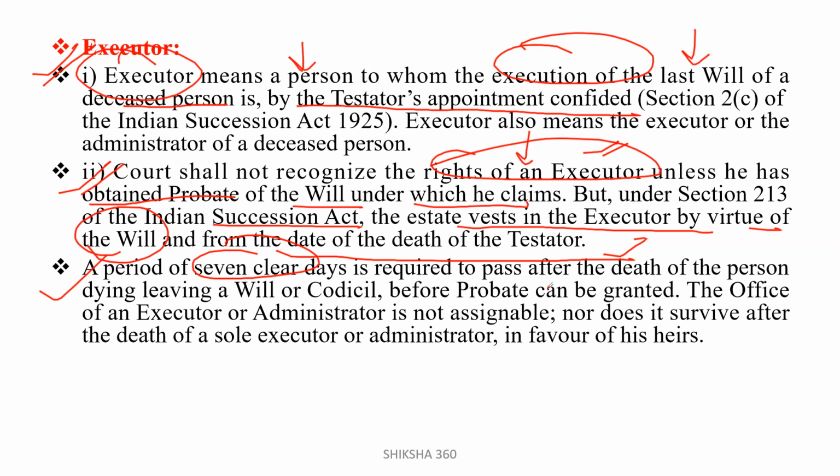The office of an executor or administrator is not assignable, nor does it survive after the death of a sole executor or administrator in favor of his heirs. Heirs, basically, we can say like waris. Okay, the office of an executor or administrator is not assignable, nor does it survive after the death of a sole executor or administrator in favor of his heirs.